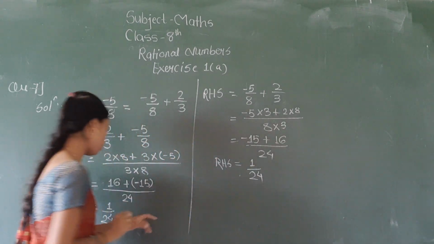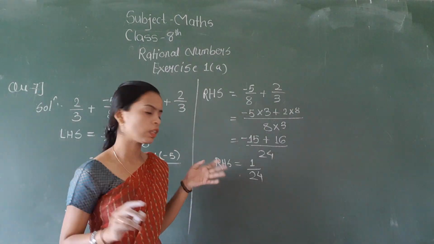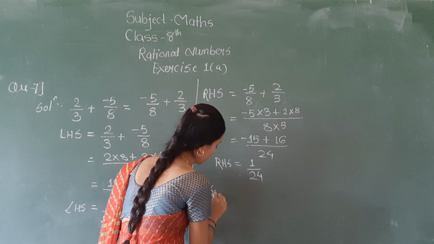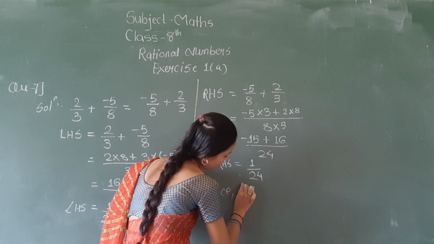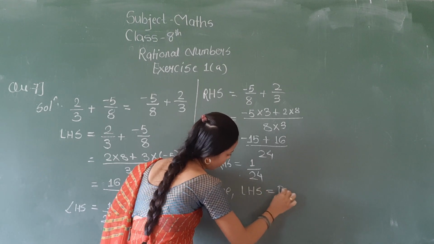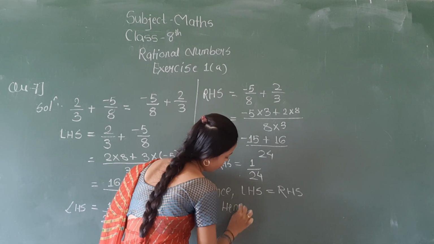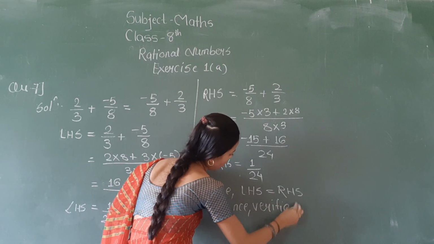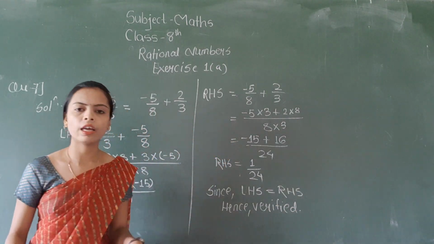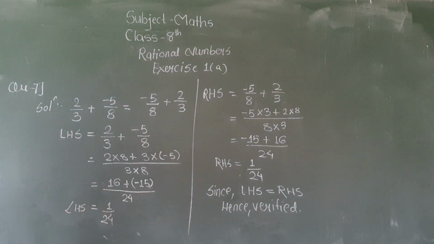Your LHS is equals to 1 upon 24, and your RHS is also equals to 1 upon 24, and since LHS is equals to RHS, hence, very good. क्योंकि आपका LHS RHS के इक्वल आया है, इसलिए आप बोलोगे कि गिवन क्वेश्चन इज वेरीफाइड. वेरीफाइड मीन्स you checked it and it is correct.